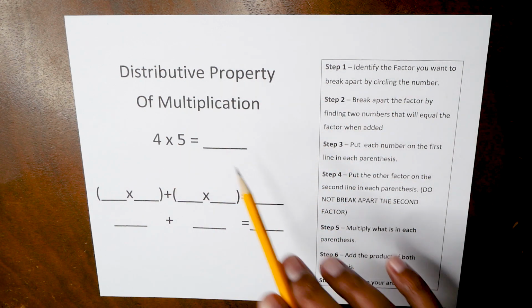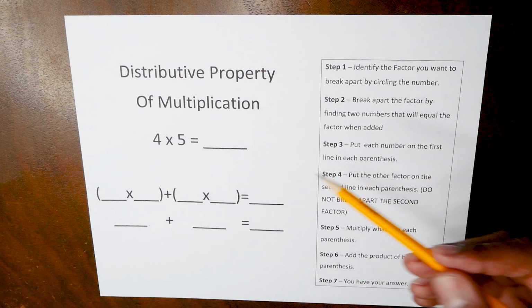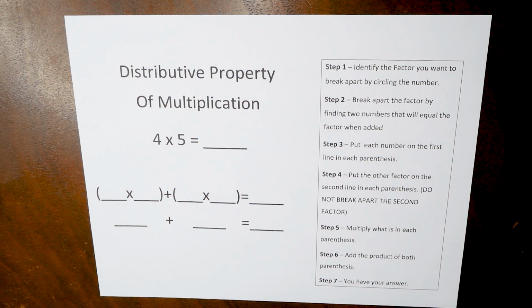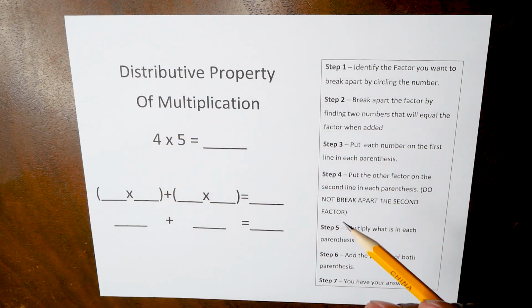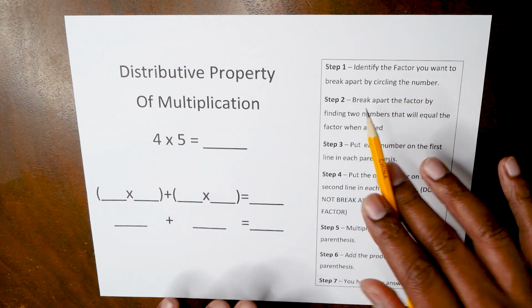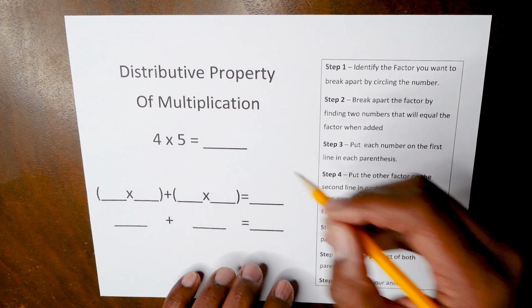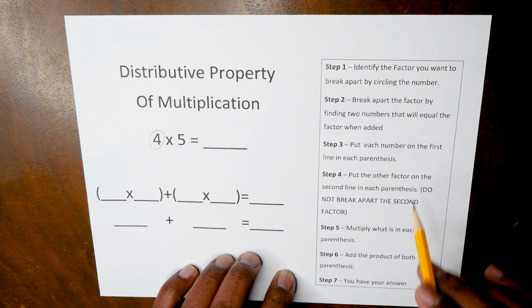When we have a number like 4 and 5, it's pretty easy. I would recommend breaking apart the even number because it's easy to break apart. You can make doubles. When we have 4, 2 doubled is 4, so it's 2 and 2. So what I'm going to do is identify first the factor I want to break apart, and then circle that number just to tell me I am breaking apart that number. So I'm going to circle 4 because that's the number I'm going to break apart.